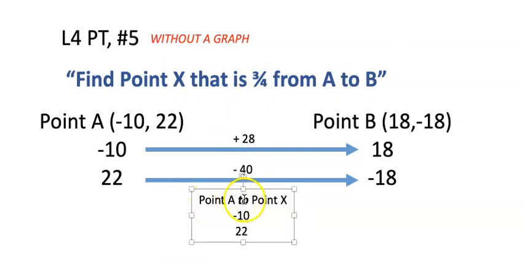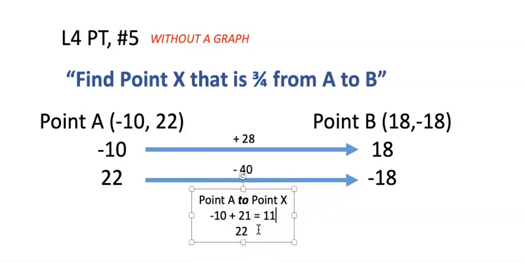We're going from point A to point X now. We're not going from point A to point B. We're going from point A to point X. Point X isn't all the way. Point X is 3/4 of the way. So we need to add 28 times 3/4, which I think is 21. So you have to scale the 28 by 3/4, that's multiplication, so then you change it to a 21. So the x coordinate of point X is going to be 11.